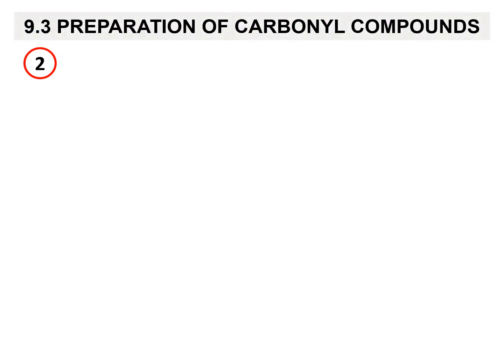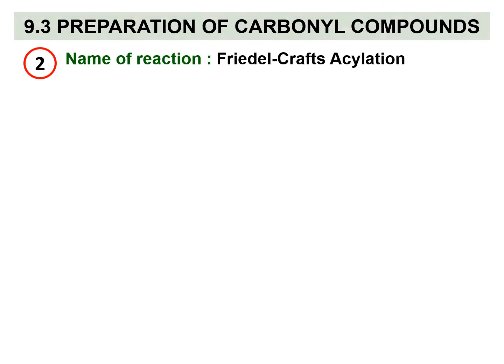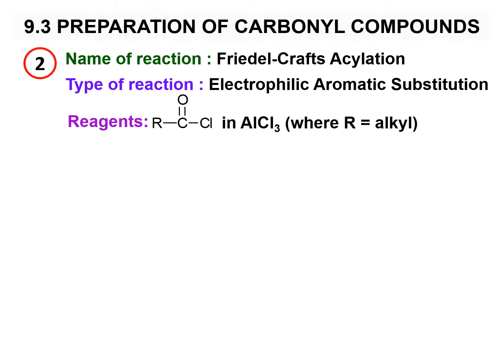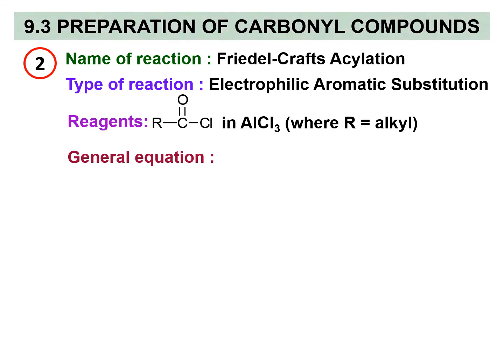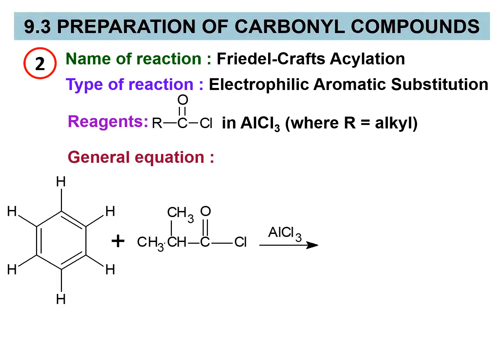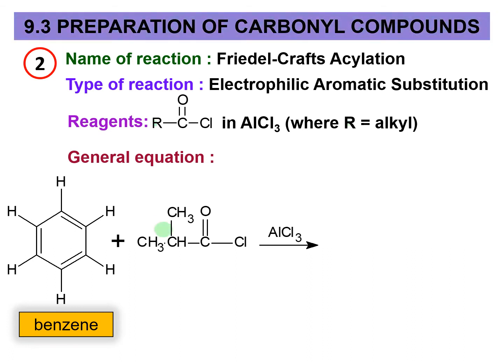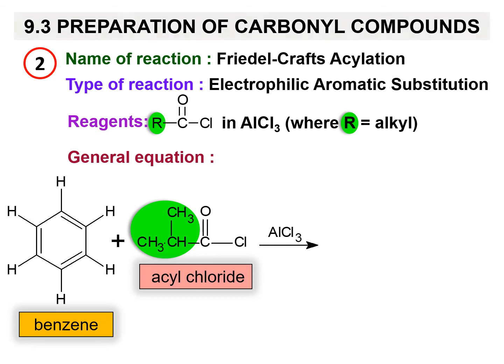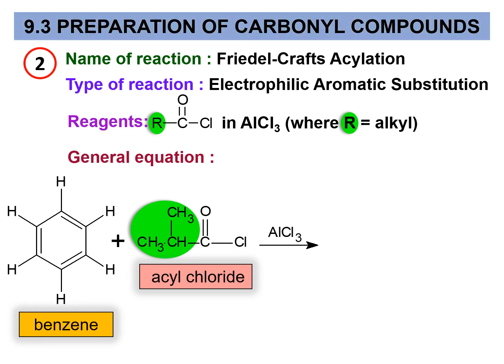The second preparation, Friedel-Crafts acylation, is a type of reaction known as electrophilic aromatic substitution. These are the reagents used during the reaction. For the general equation, we need to have a benzene ring together with an acyl chloride. And as you can see, inside this acyl chloride, we need to have an alkyl group.